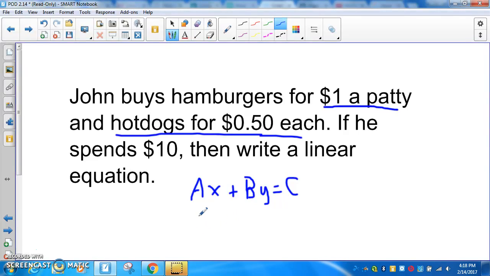And these numbers are going to go right here in for a and b in our equation. It doesn't matter which is which. I'll call a the dollar for each hamburger. So that makes x the number of hamburgers. b, I'll call 50 cents or $0.50 for every hot dog. And what are these two added together equal to? Well, these are equal to how much money he spends total.